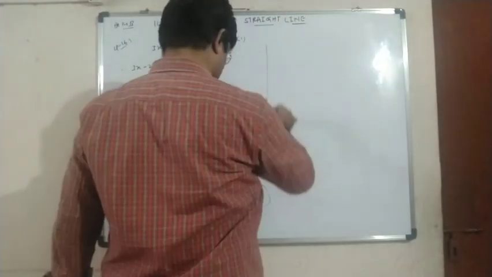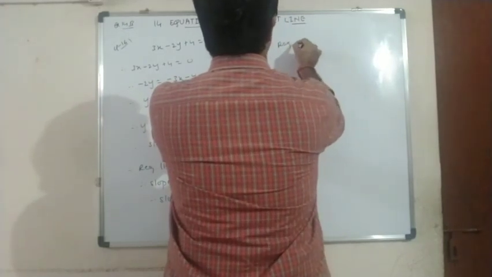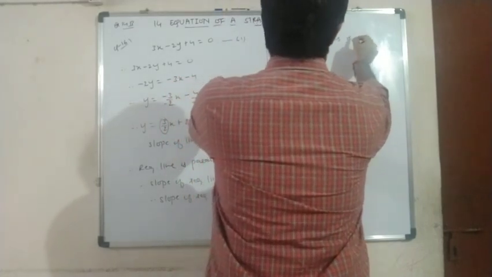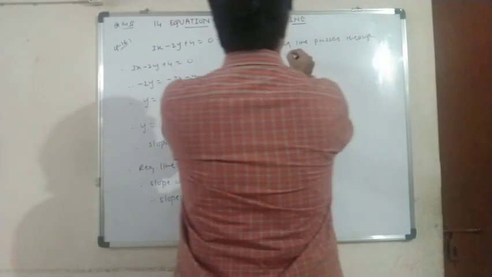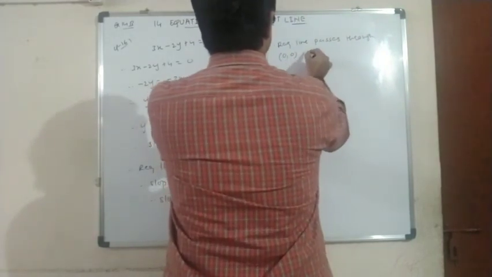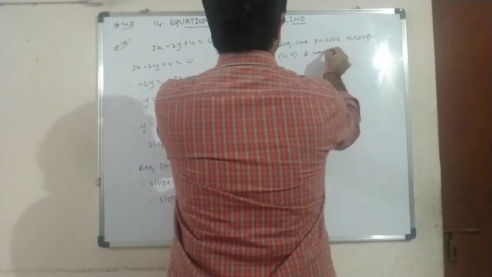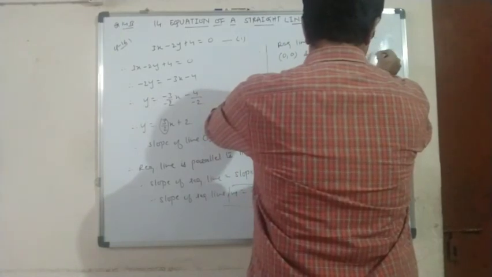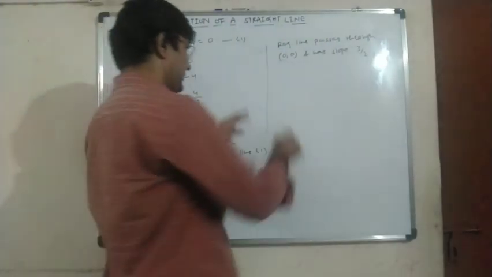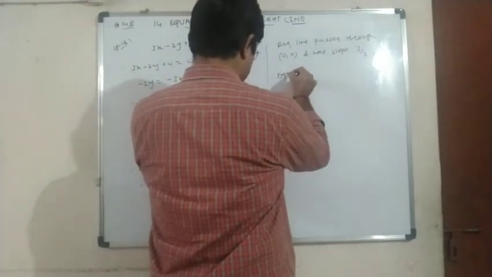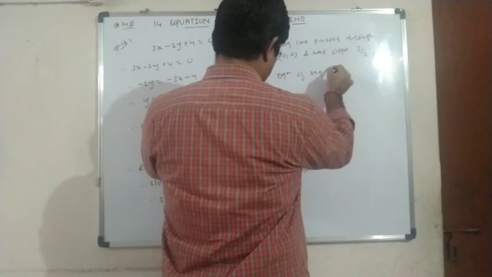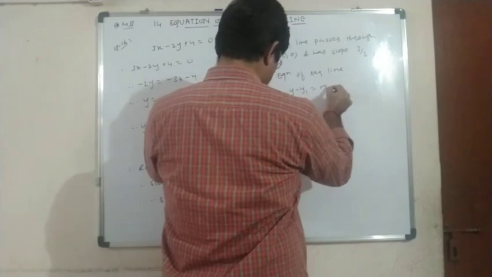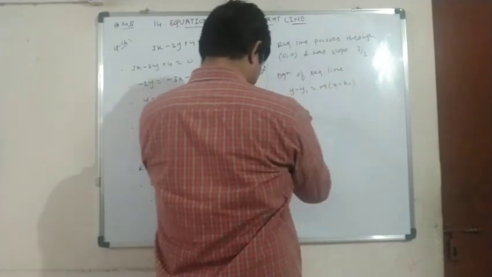Now, okay, the required line passes through the origin. The origin has coordinates 0, 0, yes or no, and has slope, what is the slope of the line? 3 upon 2. So now again we can use the point slope formula. Therefore, the equation of the required line will be given by y minus y1 is equal to m into x minus x1.